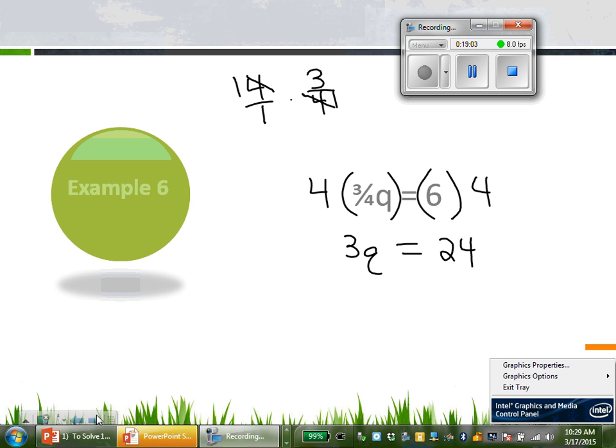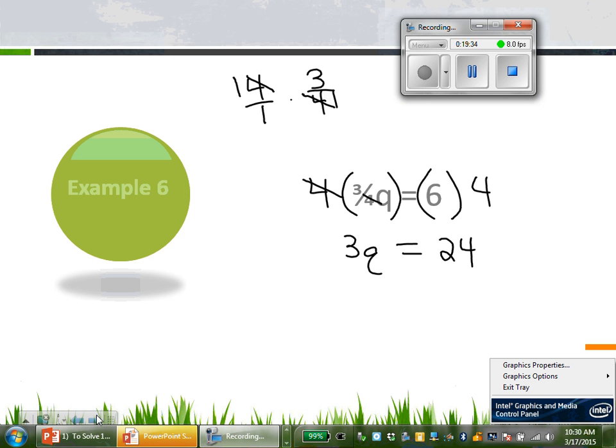Everybody do this for me. Put in your calculator: 4, parentheses, 3 divided by 4, close your parentheses. Don't worry about the q. We'll just bring the q down. But put 3/4 in parentheses. What do you get? 3. Your calculator will do it with you. But I do like for you to know that the denominators will cancel. And you just bring down your 3 and you just bring down your q.